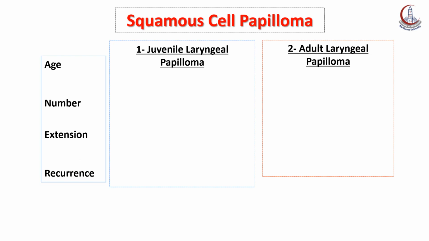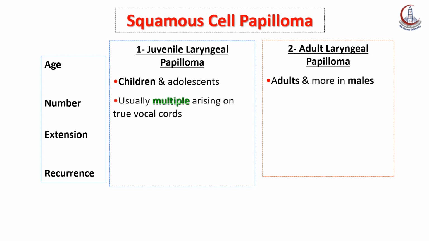We will start with the benign epithelial tumor of the larynx, squamous cell papilloma. We have two types of squamous cell papilloma according to the age: the juvenile laryngeal papilloma and the adult laryngeal papilloma. Juvenile laryngeal papilloma occurs in children and adolescents. The adult type occurs in adults and is more common in males.